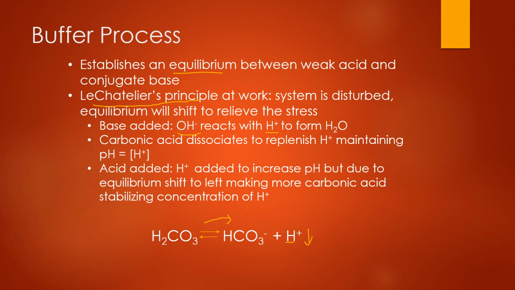All right, well, what if we add an acid? Let me erase this. If we add an acid, well, acid is H plus ions. So that means we're increasing the concentration of H plus. So if we're increasing the concentration of H plus, the equilibrium is going to shift in the opposite direction towards carbonic acid to get rid of that excess H plus, maintaining the pH where it was.